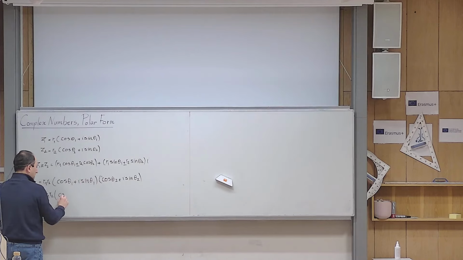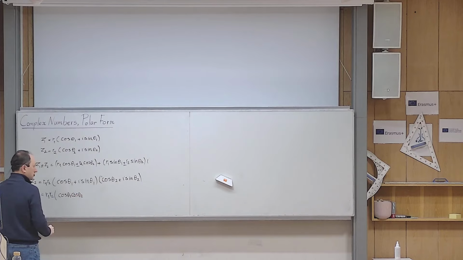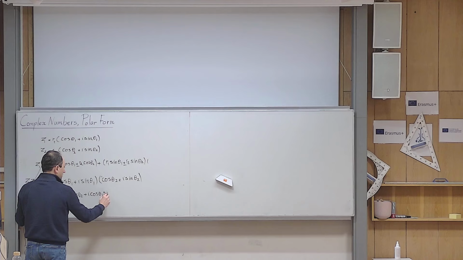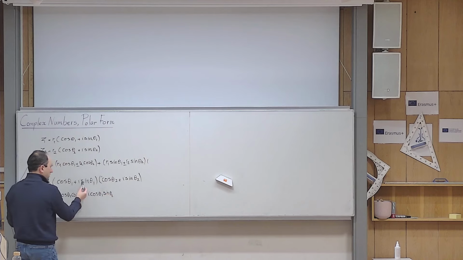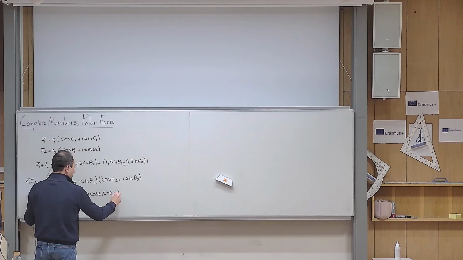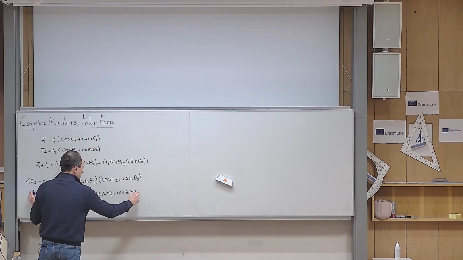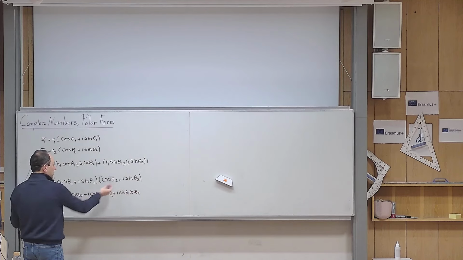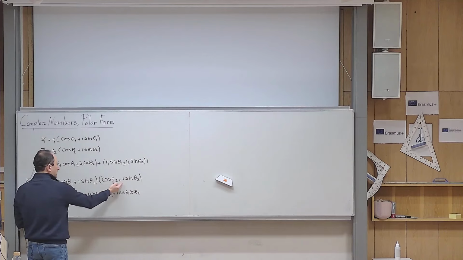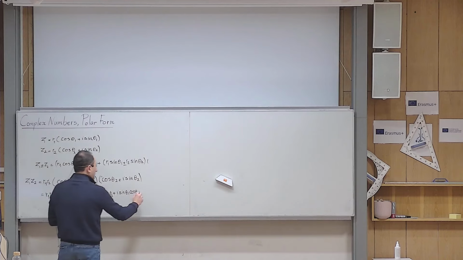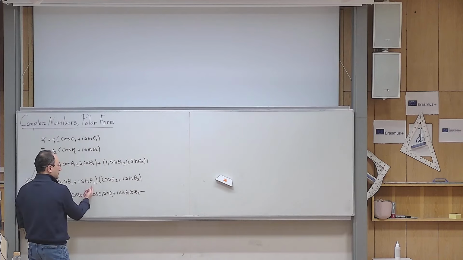Cosine, cosine, it becomes cosine theta 1, cosine theta 2. This one multiplied by that one is i cosine theta 1, sine theta 2. This one multiplied by that one is i sine theta 1, but cosine theta 2. And finally, when I multiply this by that, I have an i here, another i there, it becomes i squared, but we know i squared is negative 1, so that's why I put negative, and then sine theta 1, sine theta 2.